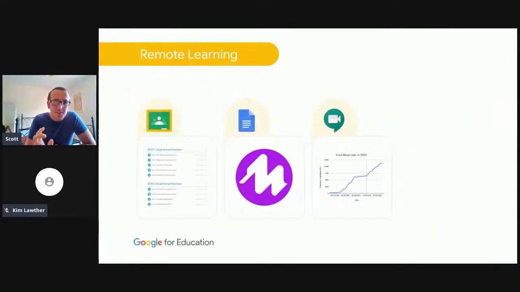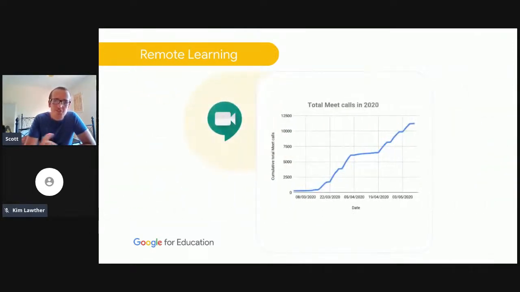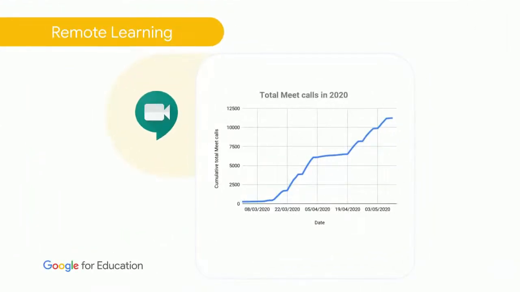It probably goes without saying that our Google Meet usage has gone through the roof since switching to remote working and learning over the past couple of weeks. This graph shows the cumulative total number of unique Google Meet calls created since the 1st of Jan this year, and that's an increase of over 5,000%.